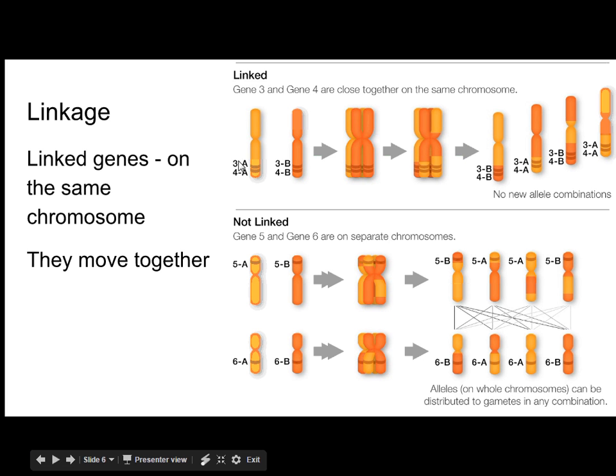So if they are on the same gene, then no matter what happens through mitosis, meiosis, you end up with gene 3 and gene 4 being expressed together because they're on the same chromosome. They move together. You get combinations that usually go together. If they were not linked, they'd be on different chromosomes. You get all kinds of different combinations. If gene 5 and gene 6 are on different ones, for example, gene 5 and 6 from mom and gene 5 and 6 from dad. On different chromosomes, you're going to get a whole bunch of combinations. But if they're on the same chromosome, not so much.